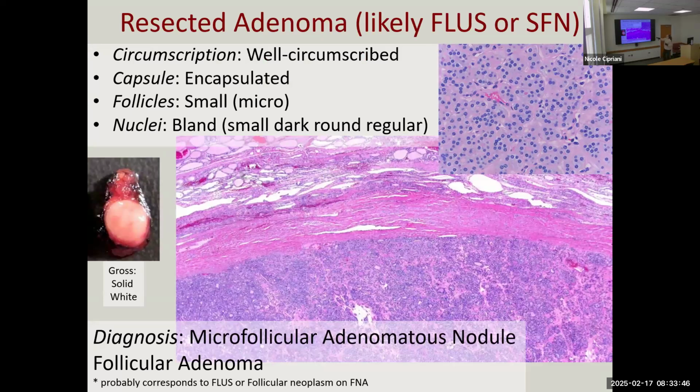This is the corresponding histology, right, of those microfollicles on FNA, meaning really, really small and compact with little colloid, but on low power, right, very, very cellular in contrast to normal, sometimes with a capsule, right? So basically, we will call this a microfollicular adenomatous nodule, or essentially a follicular adenoma, depending.